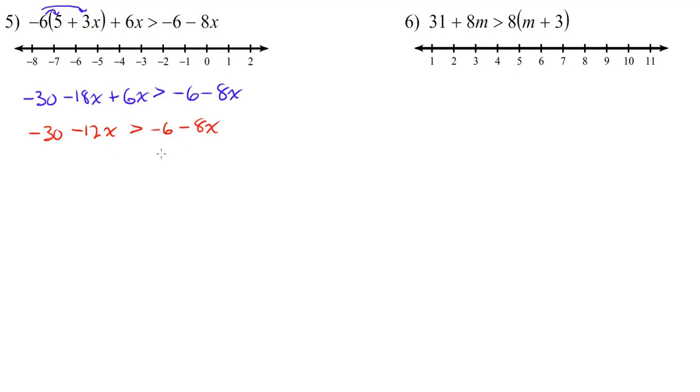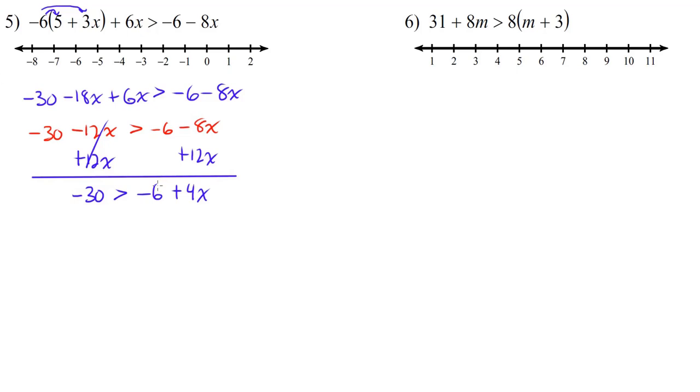Now we have variables on both sides, so we're going to get rid of one. Let's get rid of the variable of lesser value, which is negative 12x. So we're going to add 12x to both sides. On the left, these cancel out, leaving us with negative 30. And on the right, we have negative 6 and negative 8x plus 12x, different sign. Subtract and keep the sign of the bigger number. So this is going to be positive 4x.